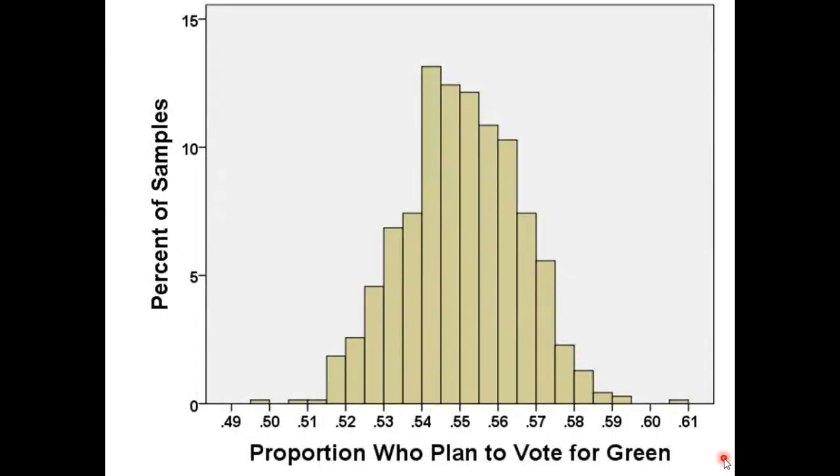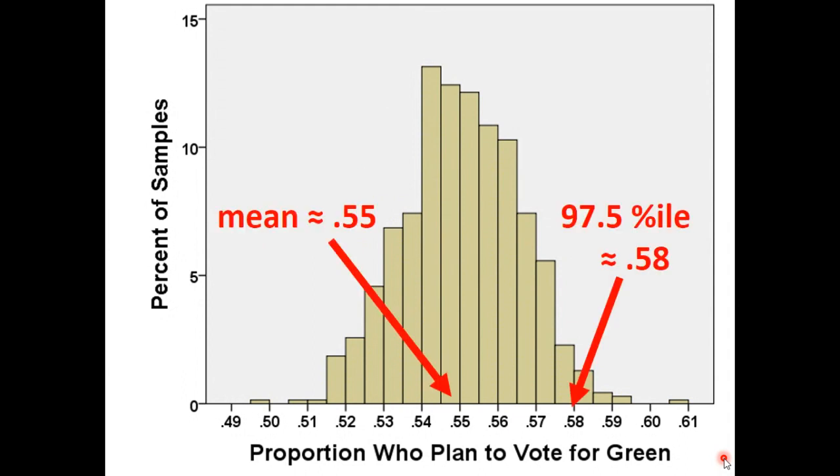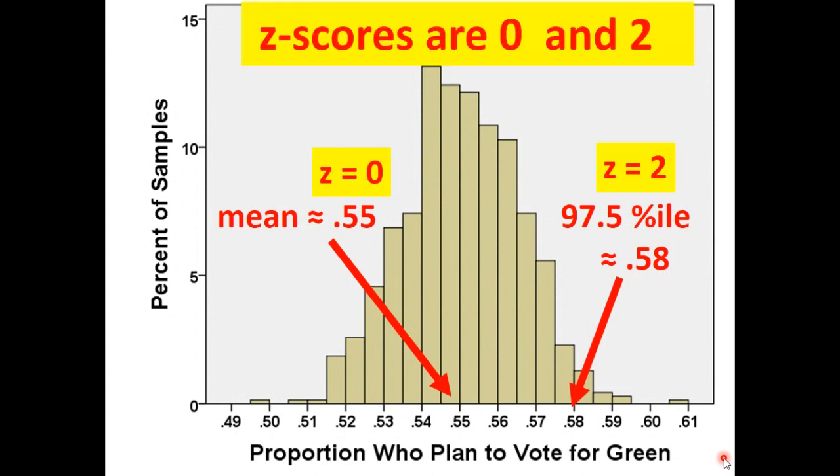Now, in the last lecture, you learned how to estimate the standard deviation from a histogram of a normal or normalish distribution. First, we estimate two scores, the score at the mean and the score at the 97.5th percentile. Here, those scores are 0.55 and 0.58. The z-scores of these two scores are 0 and 2, and that's why we estimated these scores in the first place.